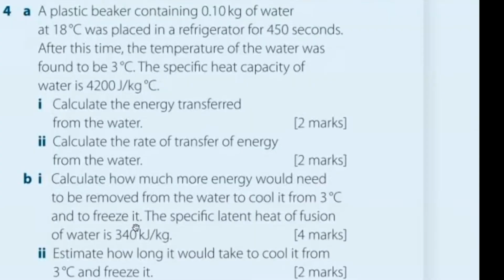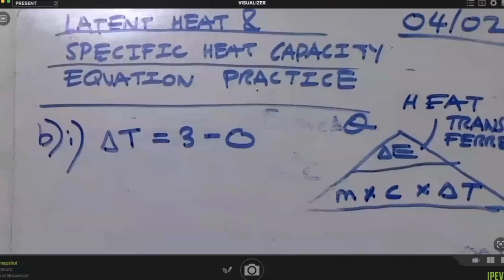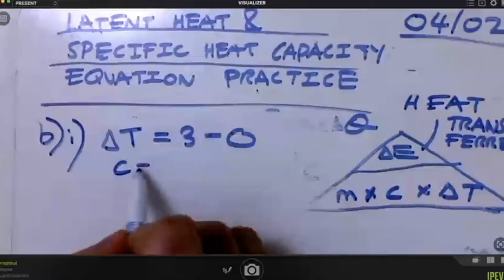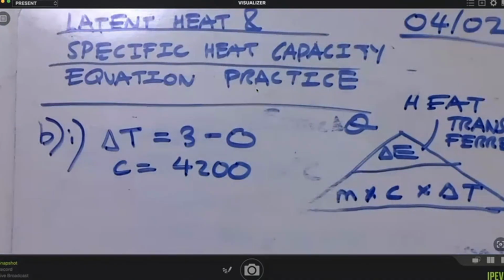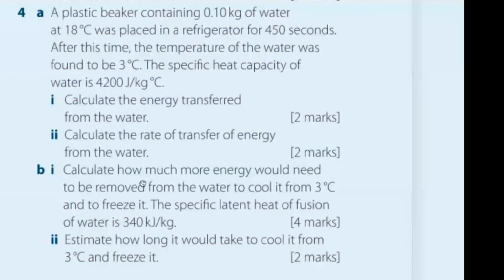Next thing, I'm told now it's still water, bear in mind. So this information of the specific heat capacity given to me in 4a is still useful. So I'm going to jot that down on my whiteboard so I know C is still 4,200. That's still applicable to me. Yep, so in 4a, it was going from 18 degrees Celsius to 3 degrees Celsius, but that was still in liquid form.